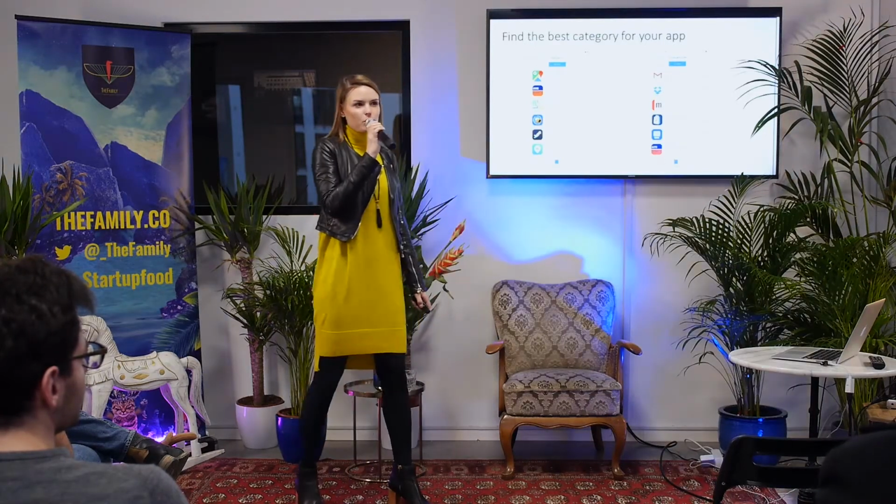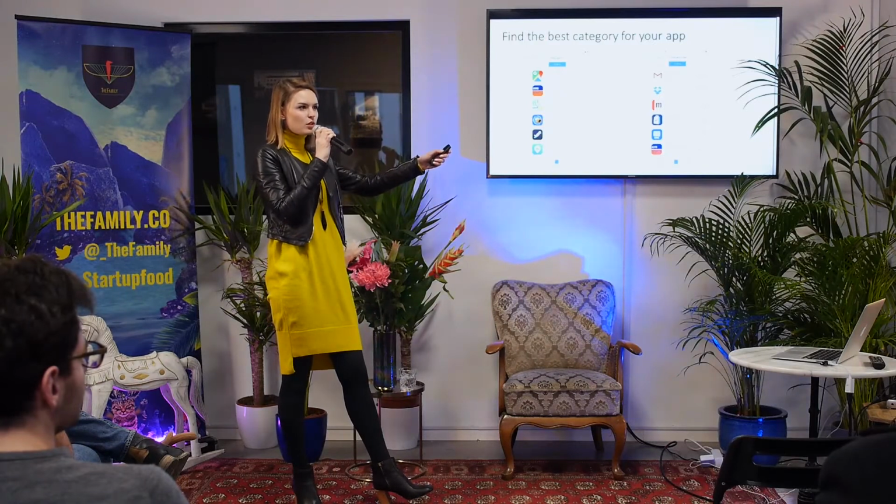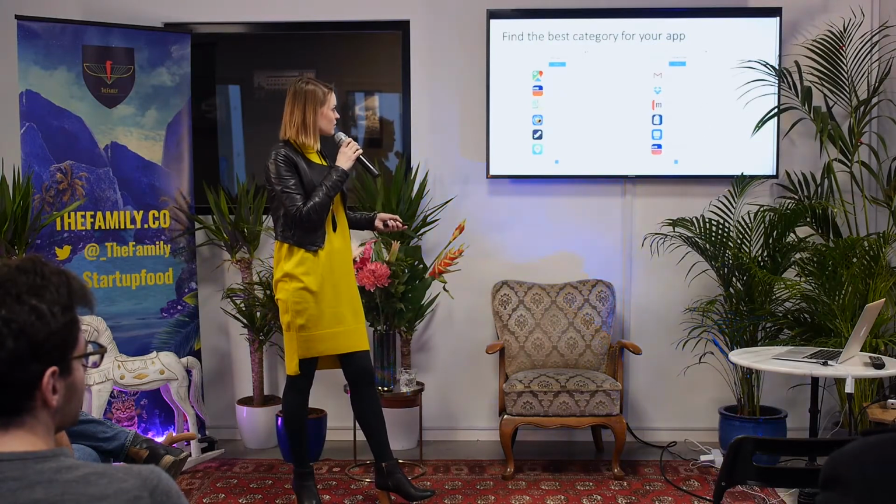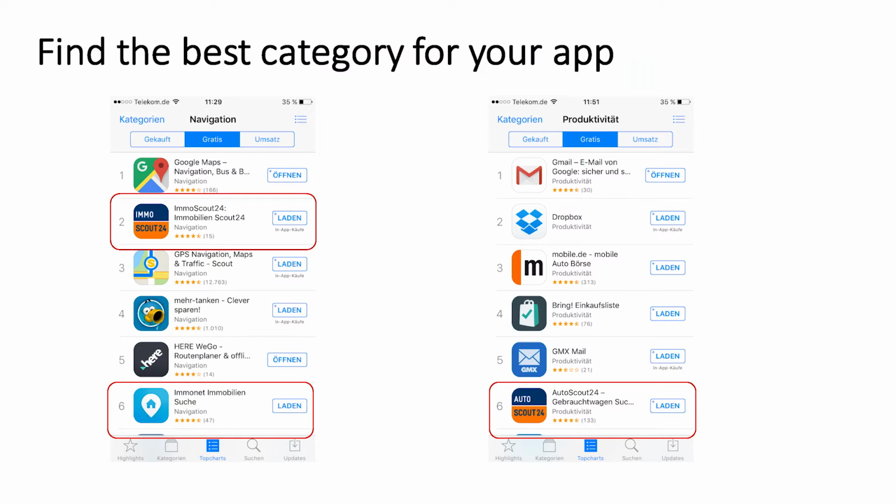Find the best category for your app. So once you have an app, you have to make a decision where to place your app, right? There are all kinds of categories. Apple, for instance, lets you choose a category. You can choose whatever you want to appear.